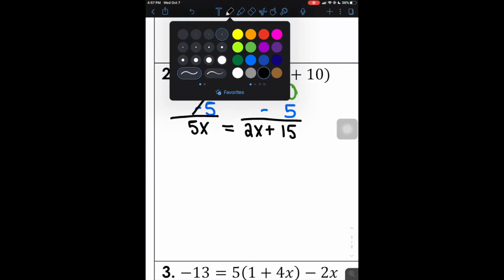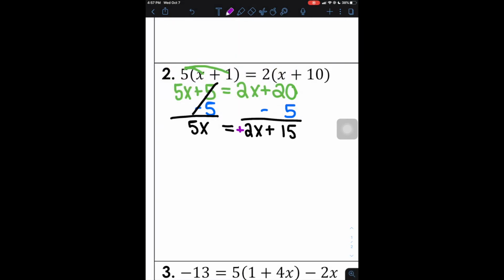Now I'm going to move this positive 2x. So I'm going to subtract 2x from both sides. And notice that positive 2x and negative 2x right here, these are inverses of each other. So this is going to give us 0x, which is just essentially 0. And on this left-hand side as well, we have 3x. So 5x minus 2x is 3x. And this is going to be equal to 15. We're going to bring that term down.